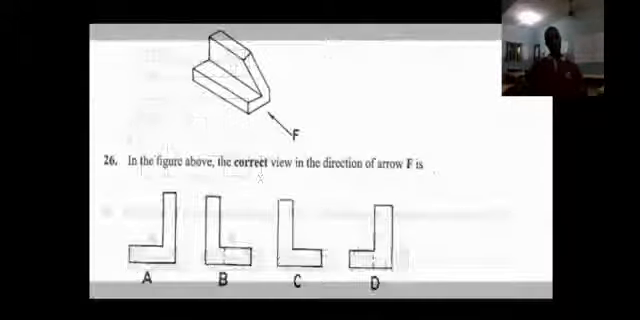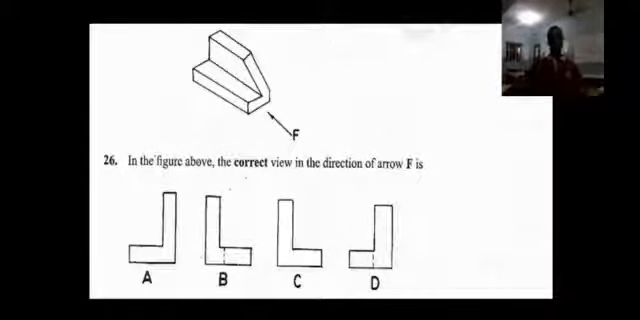Question 26. In the figure above, the correct view in the direction of the arrow is what? The answer for this particular one is A. The correct answer is A.